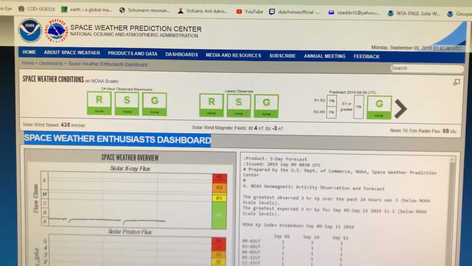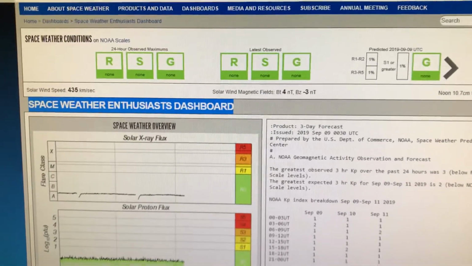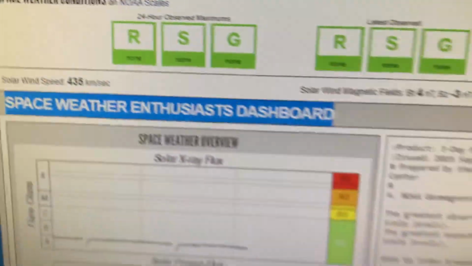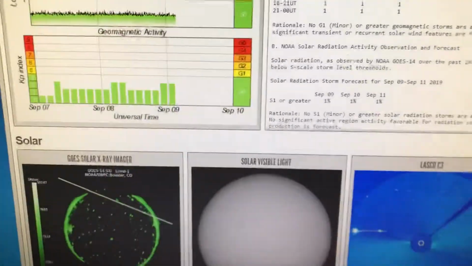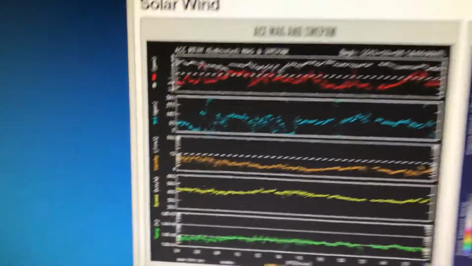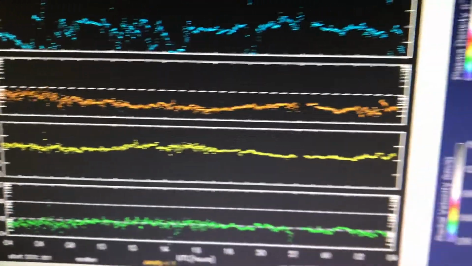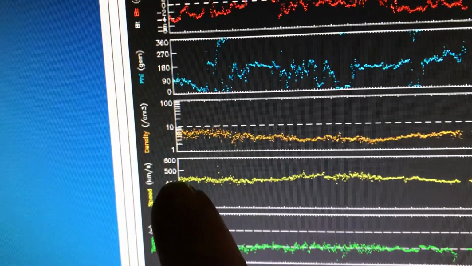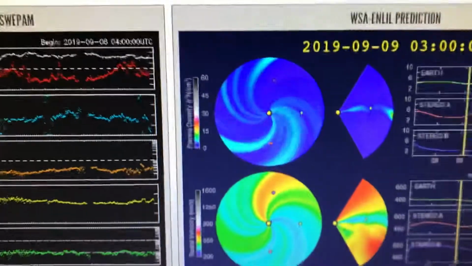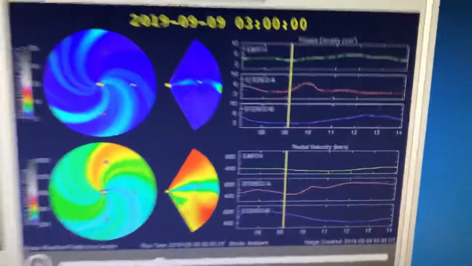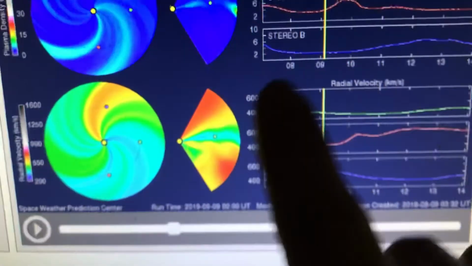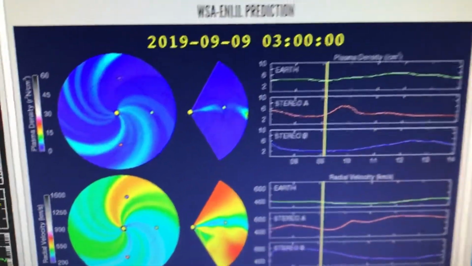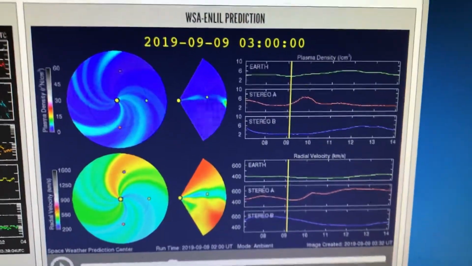First off, we'll start over at SWPC, showing that everything's pretty calm. Wind speeds are 435. Everything looks good. ACE is basically saying the same thing here, in the 400 range. Enlil is saying the same thing. The line's current time, 400, basically 400, right where everything correlates together.